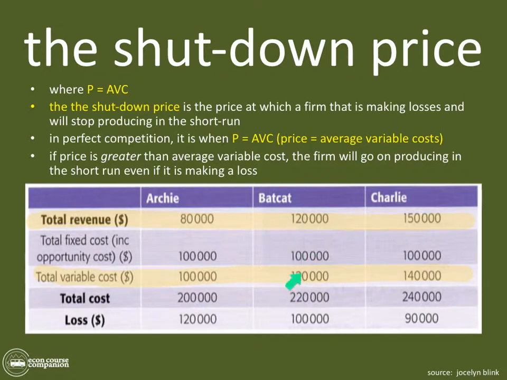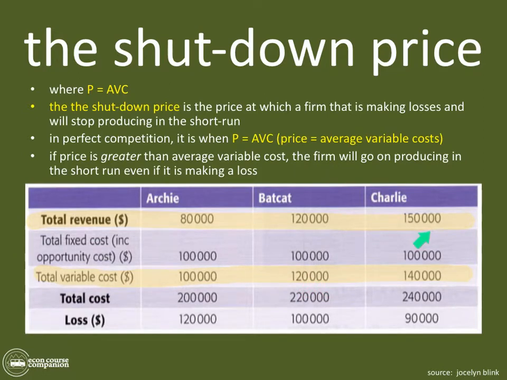So Batcat, kind of, six in one, half a dozen in the other, whether or not they open up or not, right? If they're open, they still lose 100 grand. If they shut down, they still lose 100 grand. And this is the example of a firm that's just barely covering its variable costs. And so it's neither here nor there whether or not they stay open. And it might be, though, better to stay open just because a shop being open all the time is more attractive to customers. Now let's take a look at Charlie.